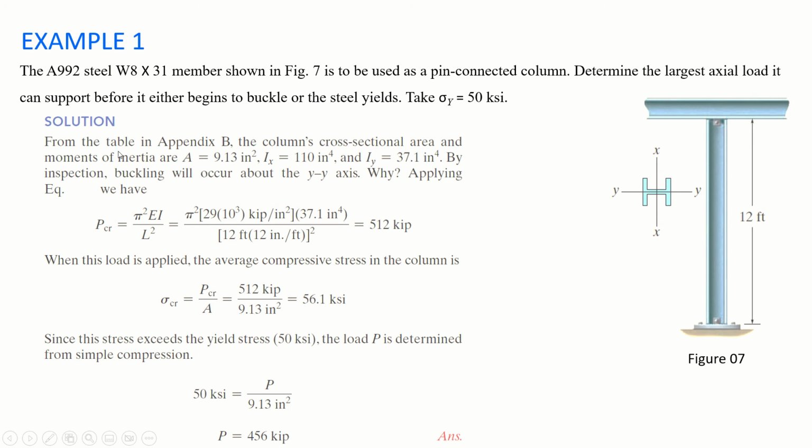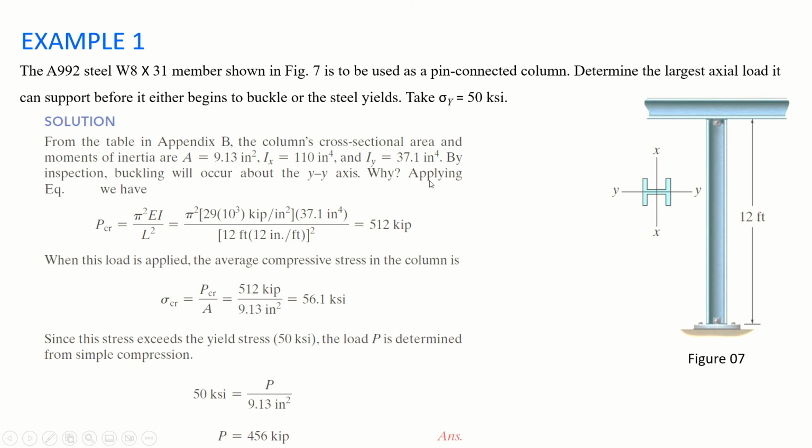Now, solving from the table in Appendix B of the book, they are mentioning the Mechanics of Solids by Hibbeler. The column's cross-sectional area and moments of inertia are: A is equal to this. Cross-sectional area for this section is 9.13 square inches. Moment of inertia about the x-axis is 110, and about the y-axis is 37.1. By inspection, buckling will occur about the y-axis, right? Because this is the weakest axis, so buckling will occur about this axis.